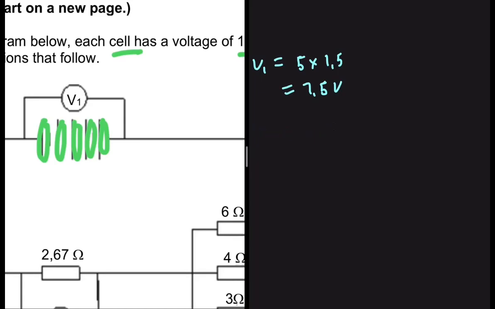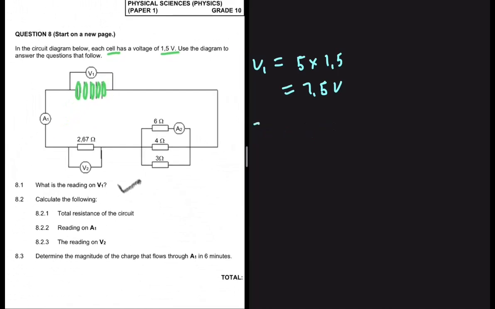Let's look at the second question, question 8.2 and 8.2.1. Let's calculate the total resistance of the circuit. So the total resistance, that is RT, R total, is equal to RS plus RP.